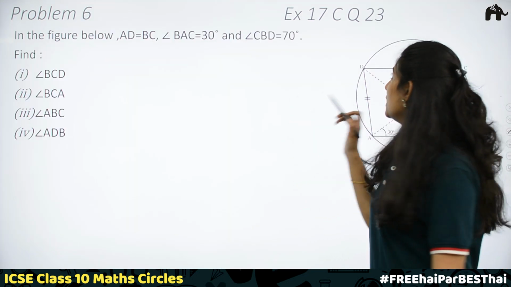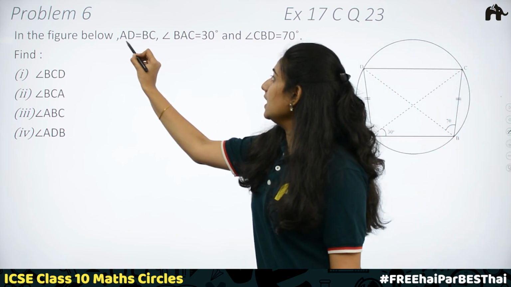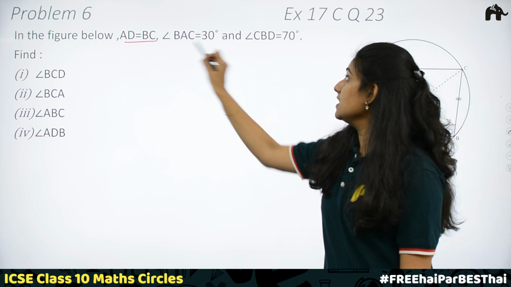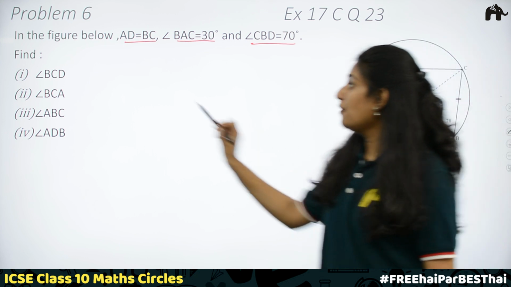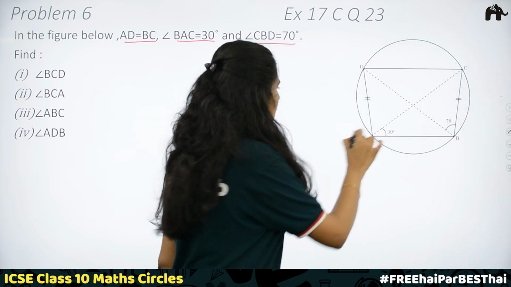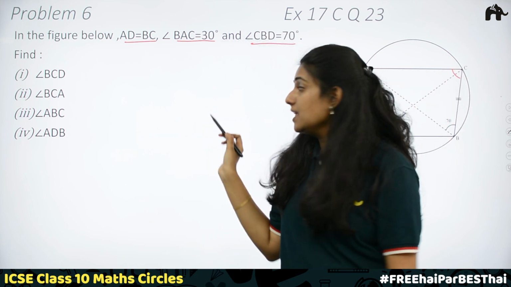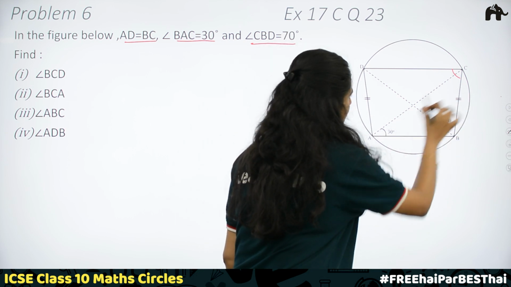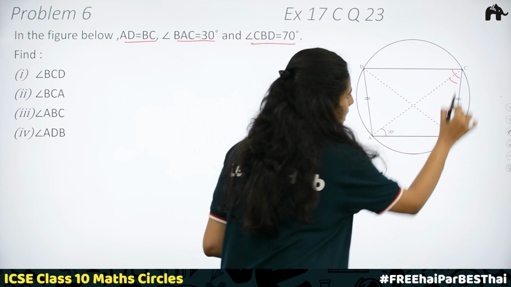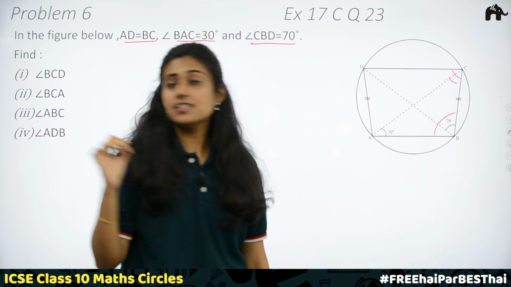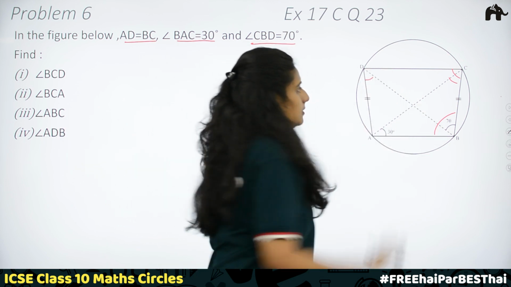Sixth problem, question 23 of exercise 17C. In the figure below, AD is equal to BC, angle BAC is equal to 30 degrees and angle CBD is equal to 70 degrees. We have to find angle BCD. BCD, this whole angle, then BCA, this angle. ABC, this whole angle, and ADB, this angle. What is given?